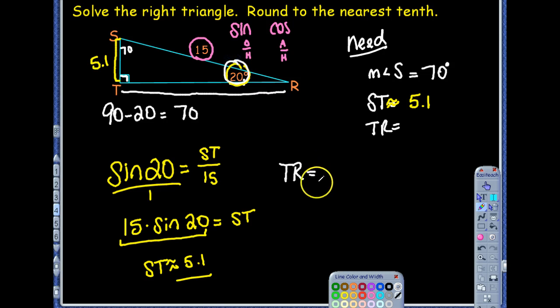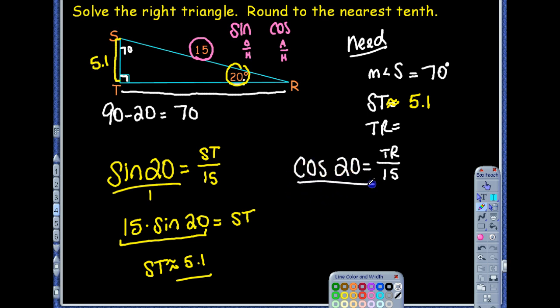Okay. So if I was setting this up, let's not put TR equals. Oh, that's okay. I'm trying to go a step ahead. We're not there yet. We're going to use the adjacent to angle R, so it'd be cosine of angle R, which is 20, equals TR over 15. Again, we're not going to be using an inverse trig function because we know the angle already. We're just finding the side.